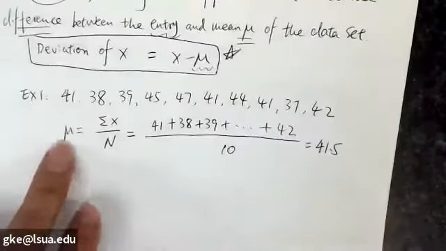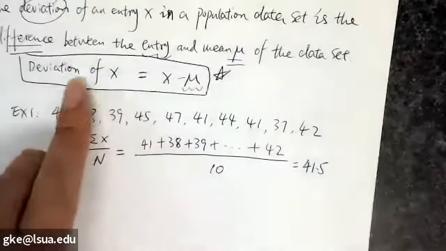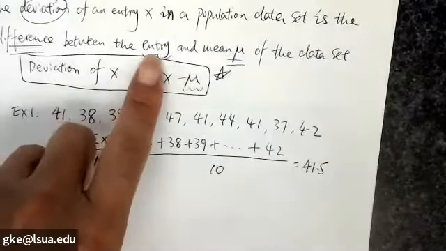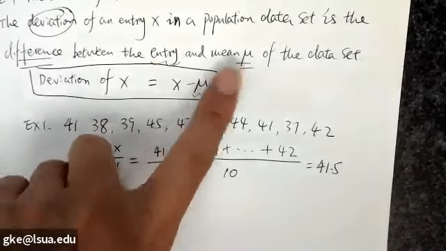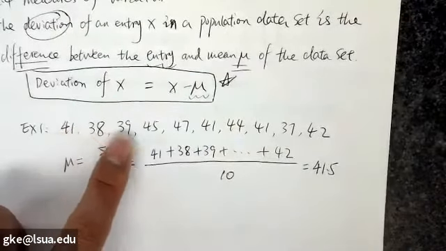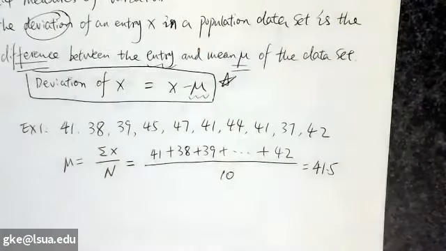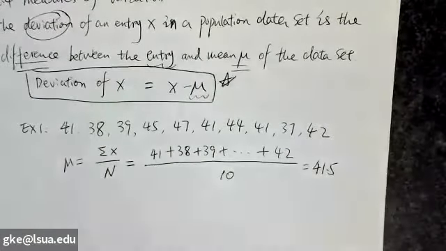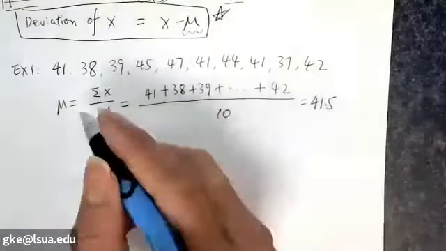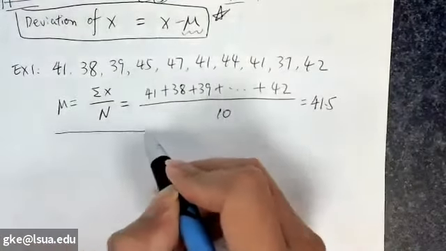Now, after we get the mean value, for the deviation, gonna be the entry subtract the mean value. So each entry is 41, 38, 39, right? We have a bunch of entries. So you'd better use the table, otherwise too many, sorry. So we're gonna use a table, okay?